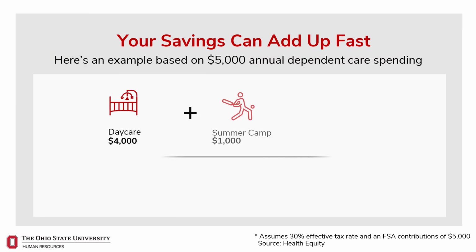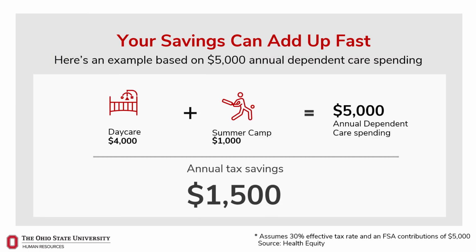Your savings can add up fast. This example demonstrates how a $5,000 annual dependent care FSA election used for daycare and summer day camps can lead to a savings of $1,500.